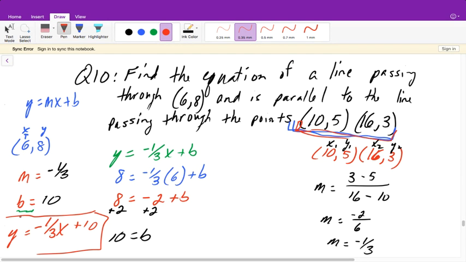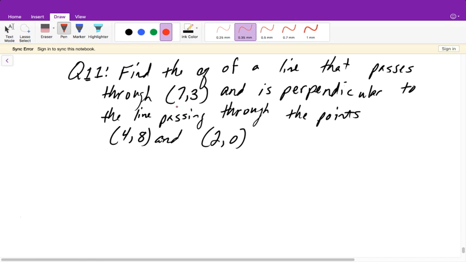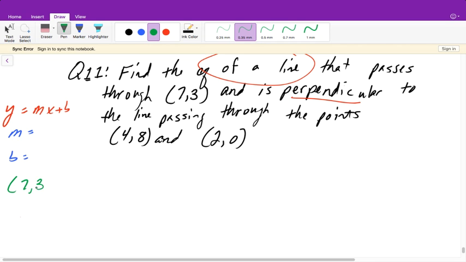All right, now let's move on to the last question. All right, so now find the equation of a line that passes through 7, 3 and is perpendicular to the line passing through the given points. So same thing, since we know we're finding the equation of a line, y is equal to mx plus b. I know I'm going to eventually need to solve for m and b, and the information that they tell me is it passes through the point 7, 3.